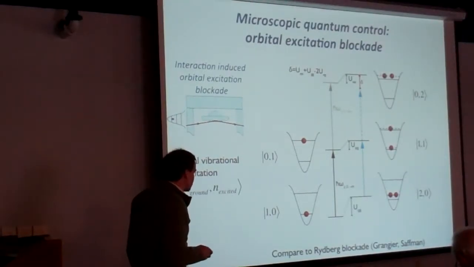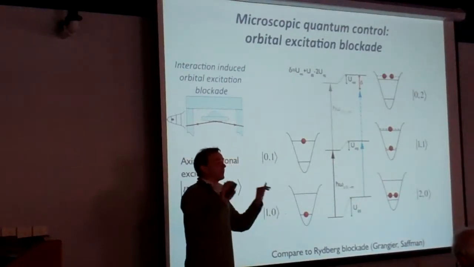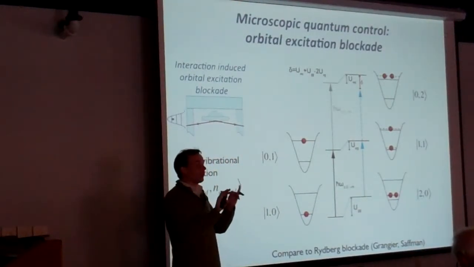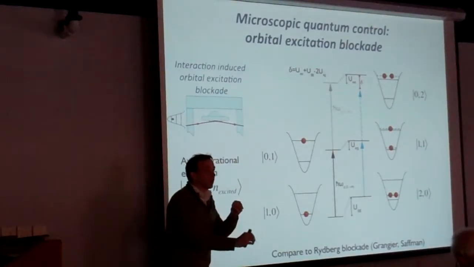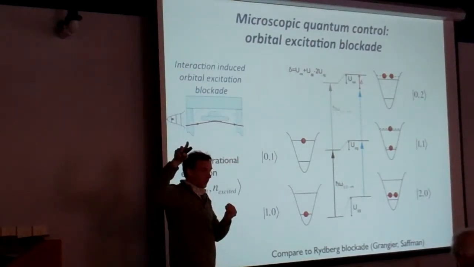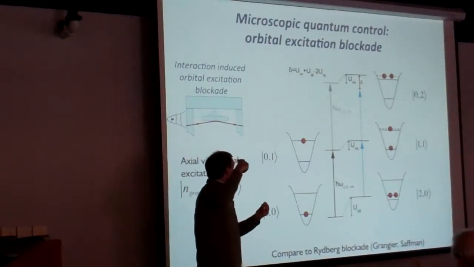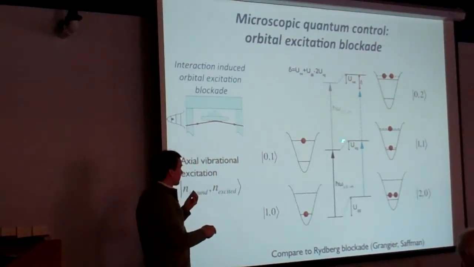What happens if you have two atoms now? If you have two atoms, there's interaction between them, but it turns out that the strength of the interaction depends on the overlap of the wave function. If you place one of the atoms into a higher vibrational state, the wave function will have a different shape, and hence it has a different overlap, and hence the interaction strength will be different. So this is the repulsion of the two atoms if they're both in the ground state. This is the repulsion if one of them is in the excited state. And this is the repulsion if they're both in the excited state. And these three numbers are different.